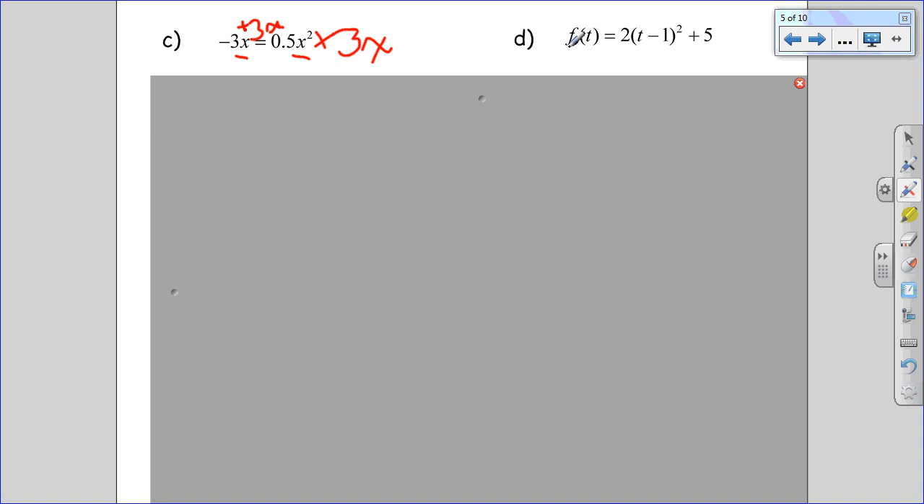If I look at part D, I have f of t, which is like y equals, and I have another variable, which is the t. So it's definitely a quadratic function if it's quadratic. And if I look at it, I can recognize it is a quadratic function in vertex form, where the vertex has coordinates 1 and 5.